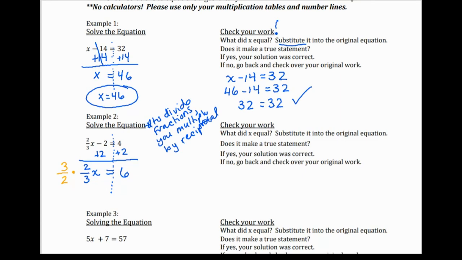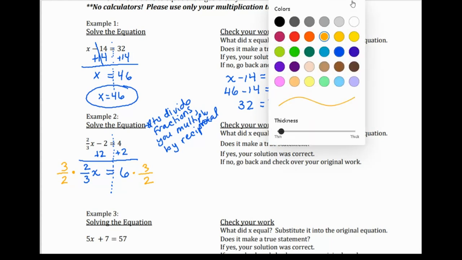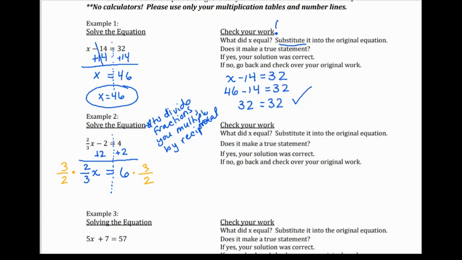And if I do that to the left side, I have to do it to the right side. Okay, what happens on the left-hand side? The whole point of doing that was to cancel out those fractions. So I'm simply left with x.